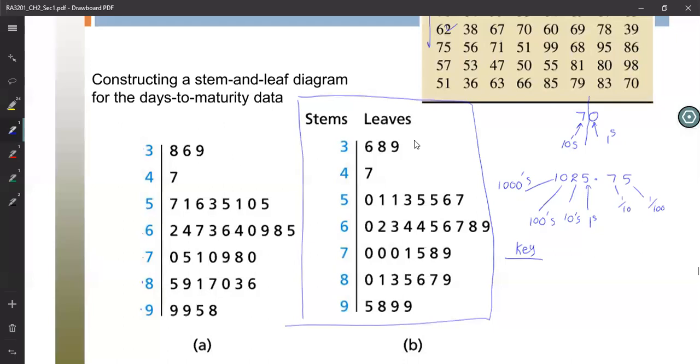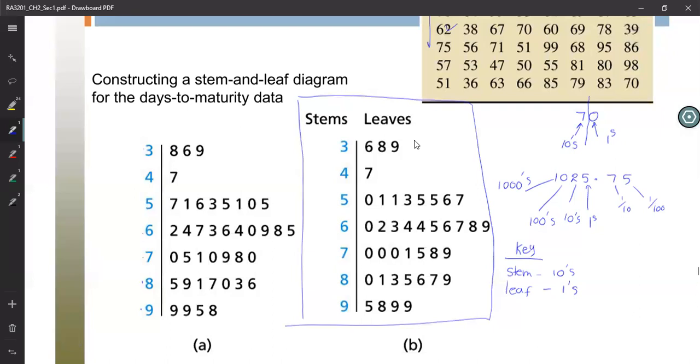Is it 36 or 3.6? Okay, so you do not know. So you have to give the key. This is how you write the key. Your stem is tens. Your leaves are ones. So you have to give this key beside your stem and leaf diagram.